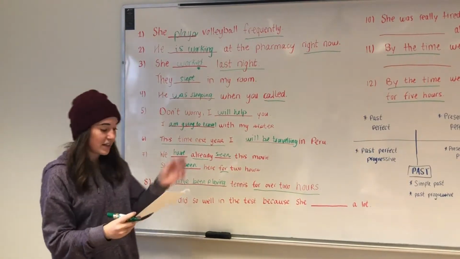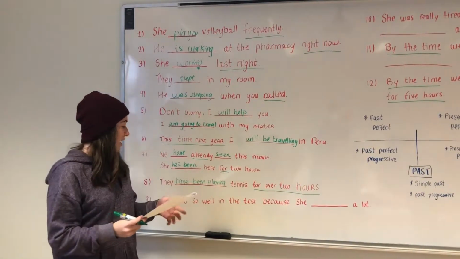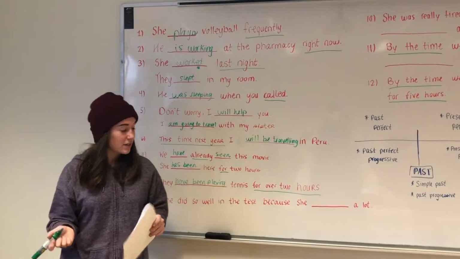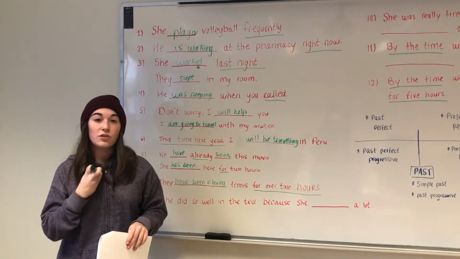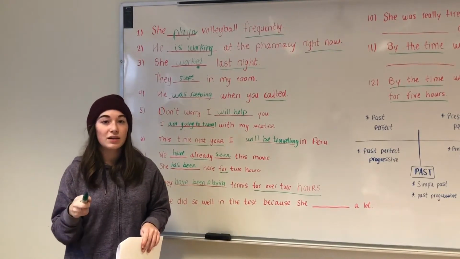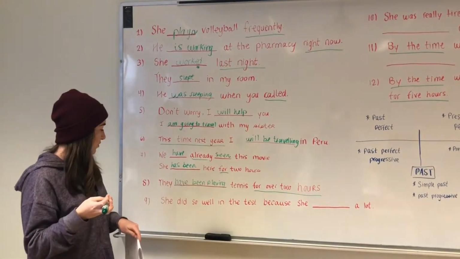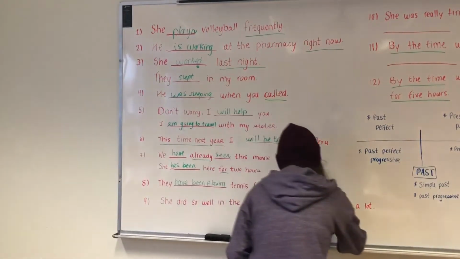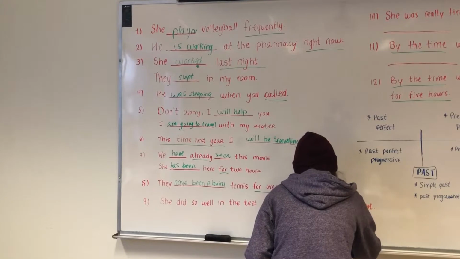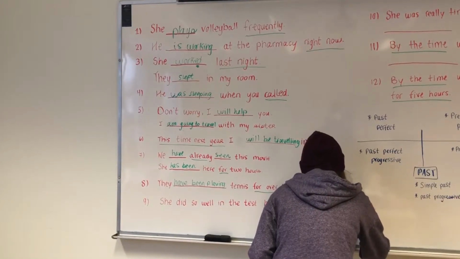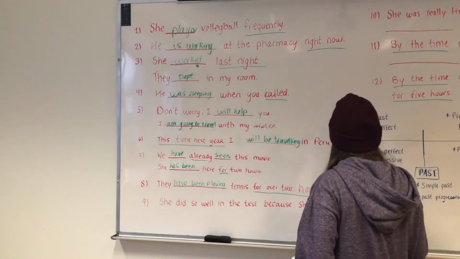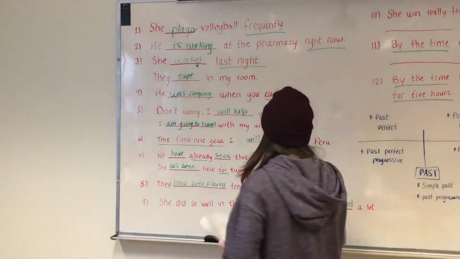For the past perfect tenses, we have the past perfect. It is for an action that was completed before another action in the past. In an affirmative sentence, the form is the subject plus had plus the past participle of the verb. So she did so well in the test because she had studied a lot. So first she studied, and that's why she did so well in the test. So we use the past perfect.